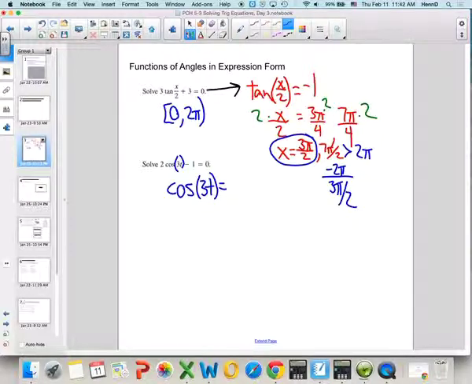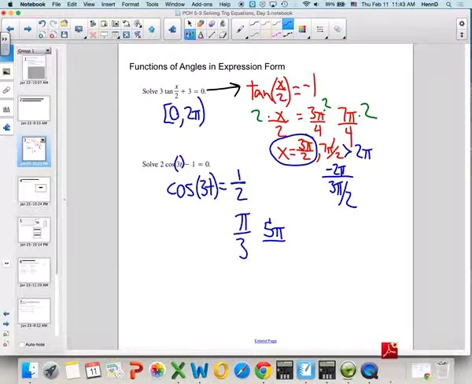Positive 1/2. There we go. Positive 1/2. And where is cosine equal to positive 1/2? Pi over 3. Good. Pi over 3 and 5 pi over 3.